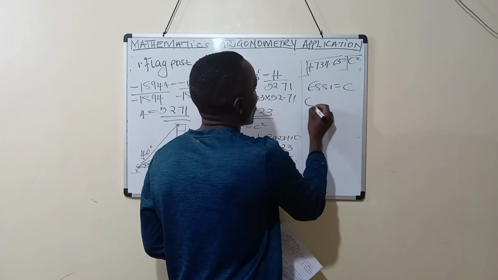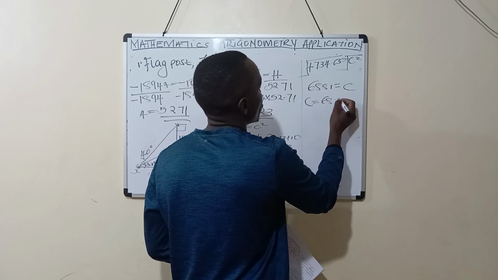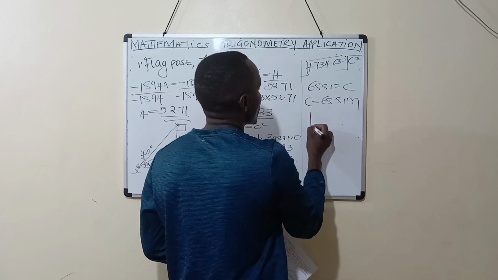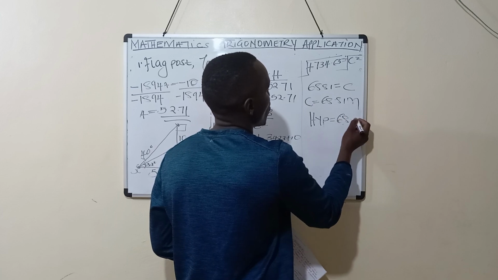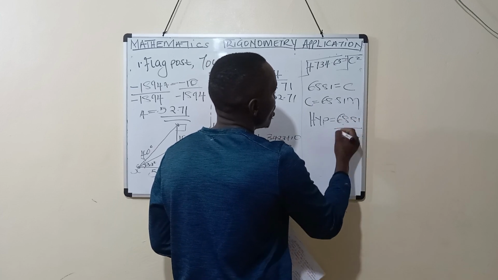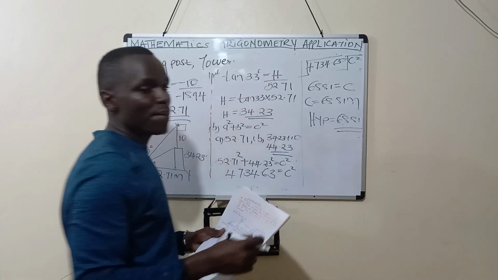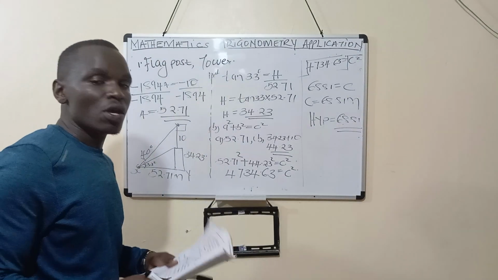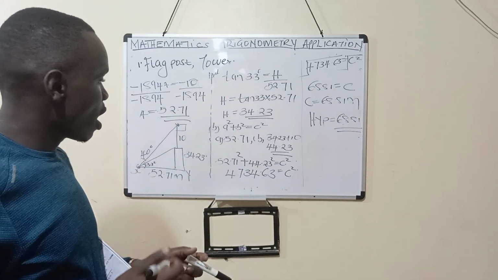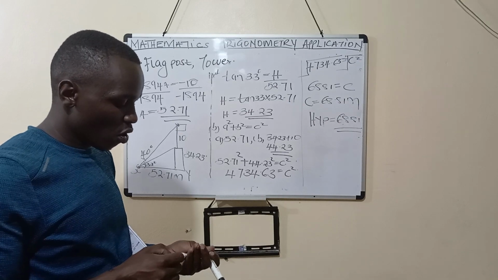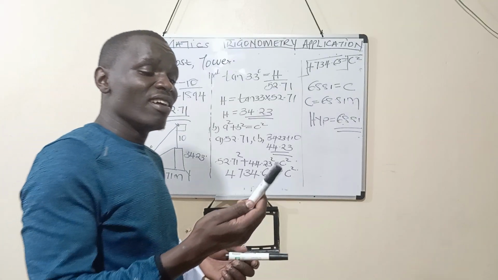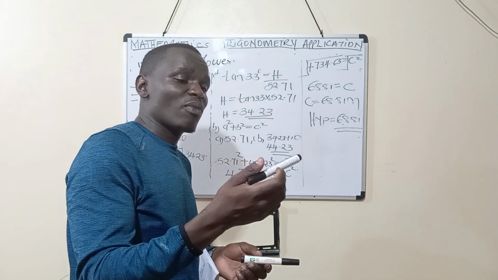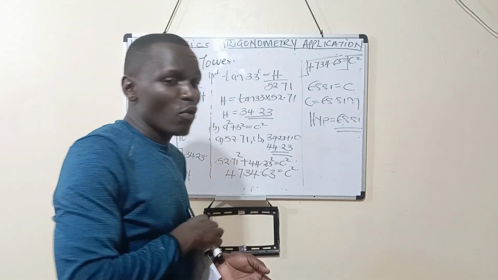68.81. So the value of C is 68.81 meters, or the value of the hypotenuse is 68.81 meters. I hope you have been able to follow, despite these challenges with these imported pens.